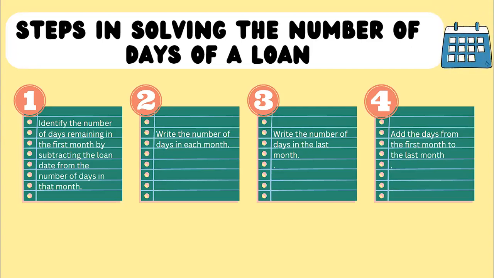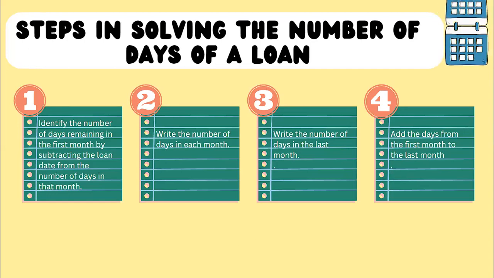Next, number 2, write the number of days in each month. Then number 3, write the number of days in the last month. For example, the given maturity date is December 10. So for the month of December, the 10 is what you will put as the days. You don't need to subtract it from 31. What you put is just up to where the days of December reach in our loan. So if it's up to December 10, then we have 10 days in the month of December.